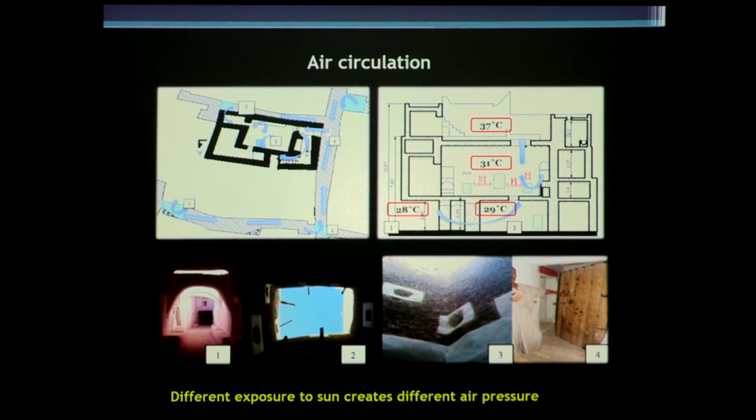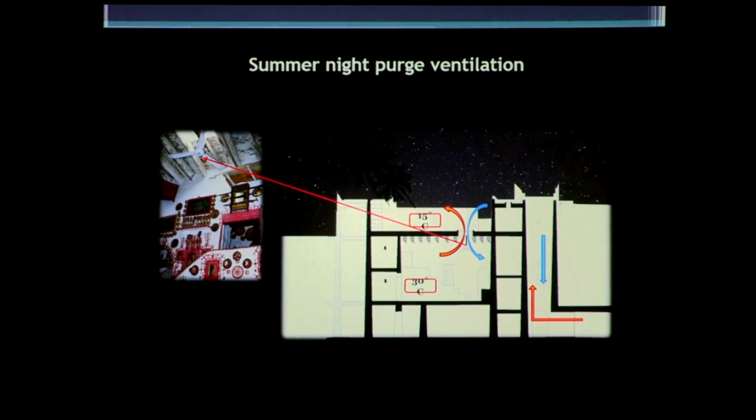The air circulation is another thing we looked at. Why this is happening is because the different exposure to sun creates different air pressure. That's what causes the air movement.